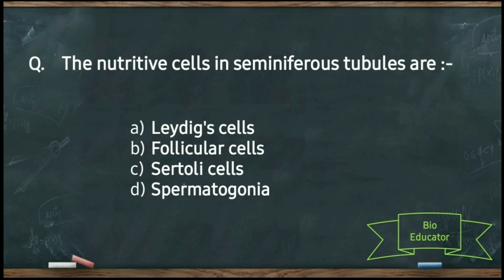Question. The nutritive cells in seminiferous tubules are Leydig cells, follicular cells, Sertoli cells, or spermatogonia. We know that in seminiferous tubules there are two types of cells, male germ cells and Sertoli cells. Male germ cells form spermatids and the Sertoli cells help in the nourishment of germ cells. So the answer is Sertoli cells. These cells provide nourishment to the growing spermatids.